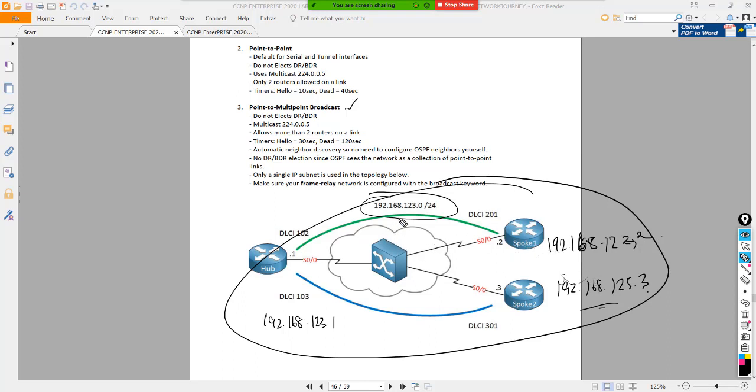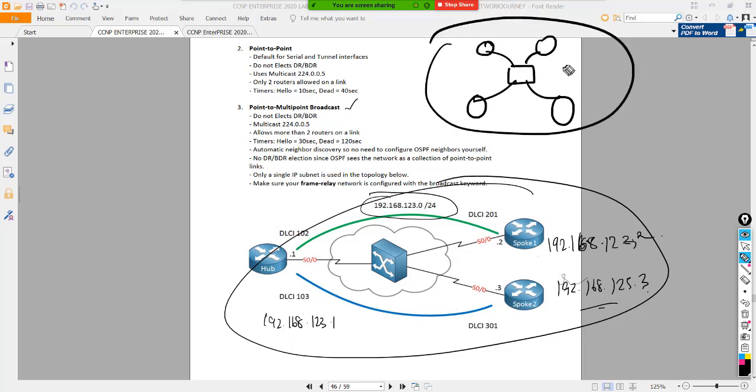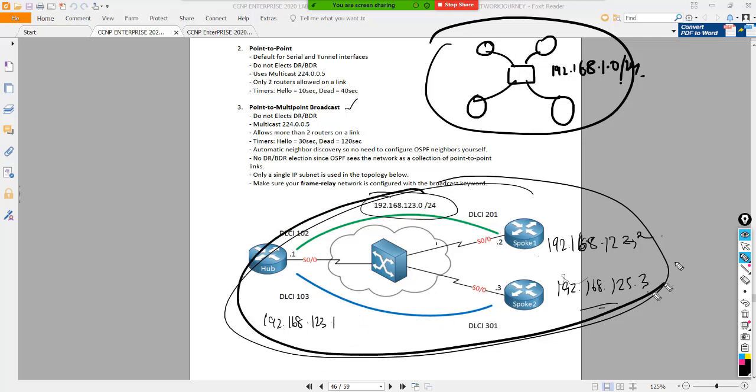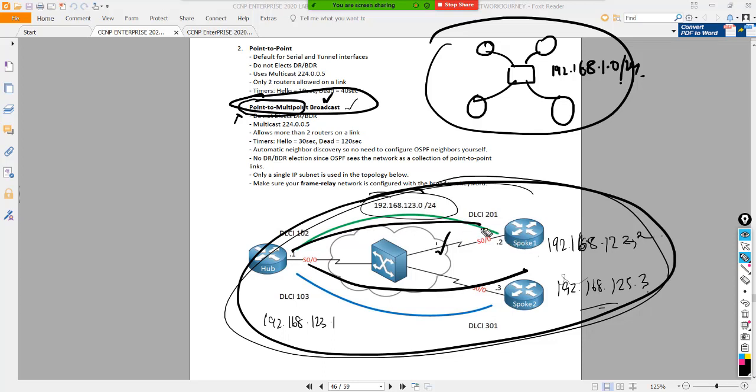So very similar to your multi-access. If you just remember the broadcast network type, which is an example of multi-access, they all were part of one single network, 192.168.1.0/24. But they were called broadcast network. As of now, even though they are falling under one single subnet, we don't call them multi-access. We would call it point to multi-point broadcast. Okay, so there is no election of DR and BDR.